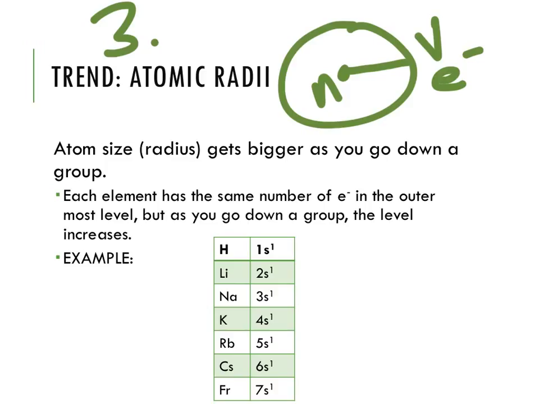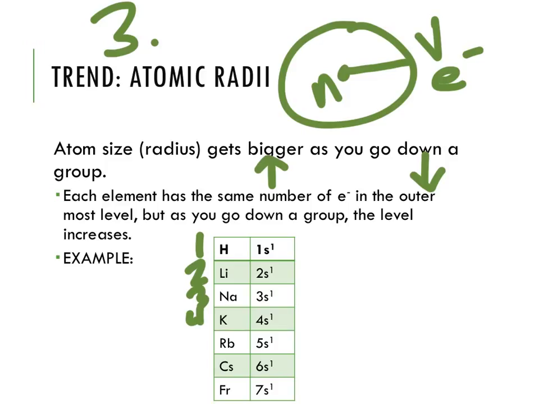What we know, our first trend, is the atomic radius or size will increase as we go down a group. So as we look with each increasing energy level, we add another ring of electrons, meaning we add more distance from the nucleus to the outer electrons. So atoms get bigger as we go down the periodic table.